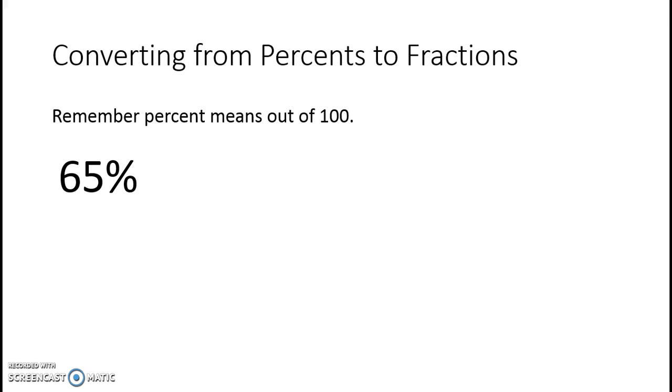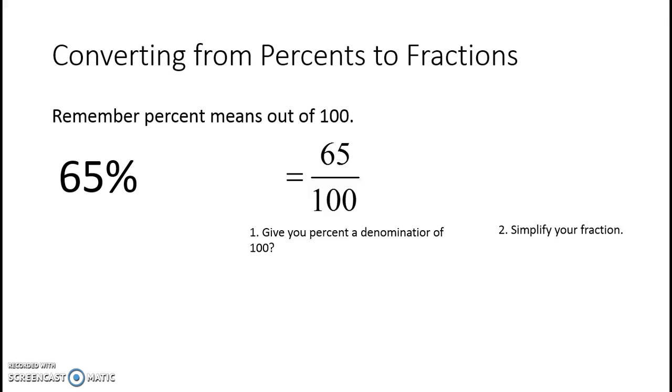Now let's talk about turning percents to fractions. And this is very simple. Remember, percent means out of 100. So I take this percent, which I've been given, 65%. I give my percent a denominator of 100, 65 over 100. And then I simplify my fraction. And in this case, I can divide the numerator and denominator by 5 to get 13/20ths. And so 65% as a simplified fraction is 13/20ths.